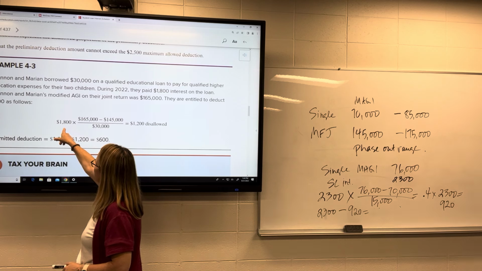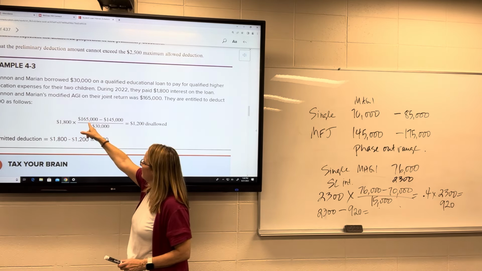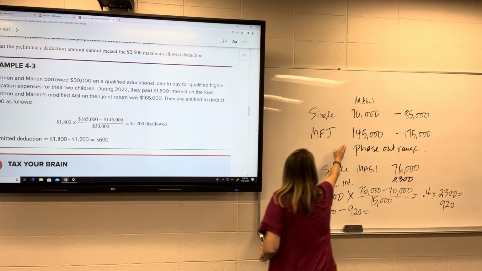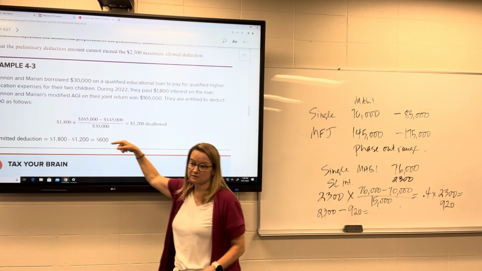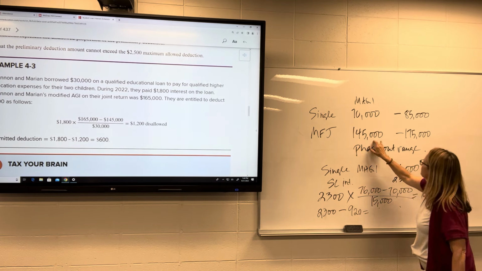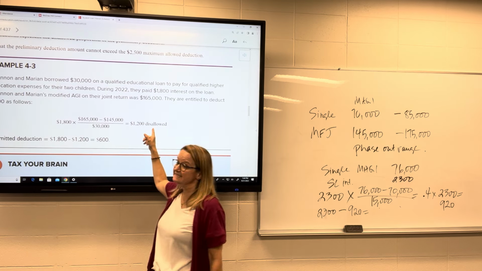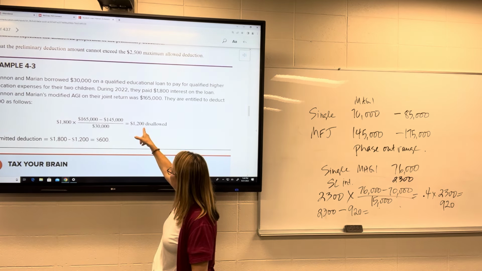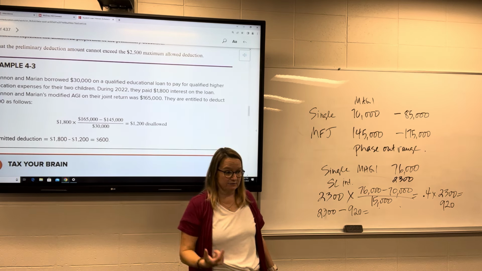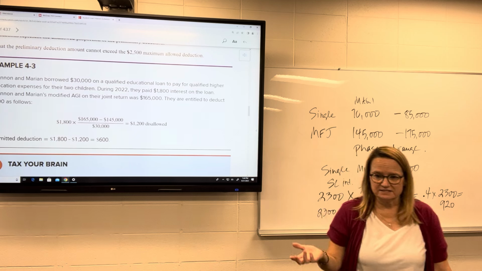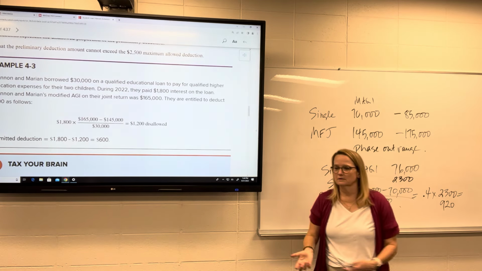So preliminary deduction amount of $1,800. We take the modified AGI minus the lowest number here, divided by 30,000, which is the phase-out range amount. This is the amount that's disallowed. You would subtract this from the preliminary amount to get what is allowed. Just be careful with that disallowed amount. It's very easy to forget that last step, that that's actually the amount that isn't allowed.